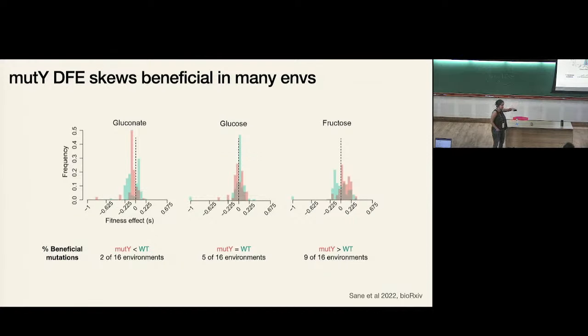You would, of course, expect some effect of environment on the DFE, right? Yes. So for the wild type alone, if I compare DFEs across environments, they change a little bit here and there. That's expected, that's known, that's fine. It's the difference between the wild type and the mutator DFE, which is also environment dependent. And in most environments, the mutator has a DFE which is right shifted compared to the wild type.